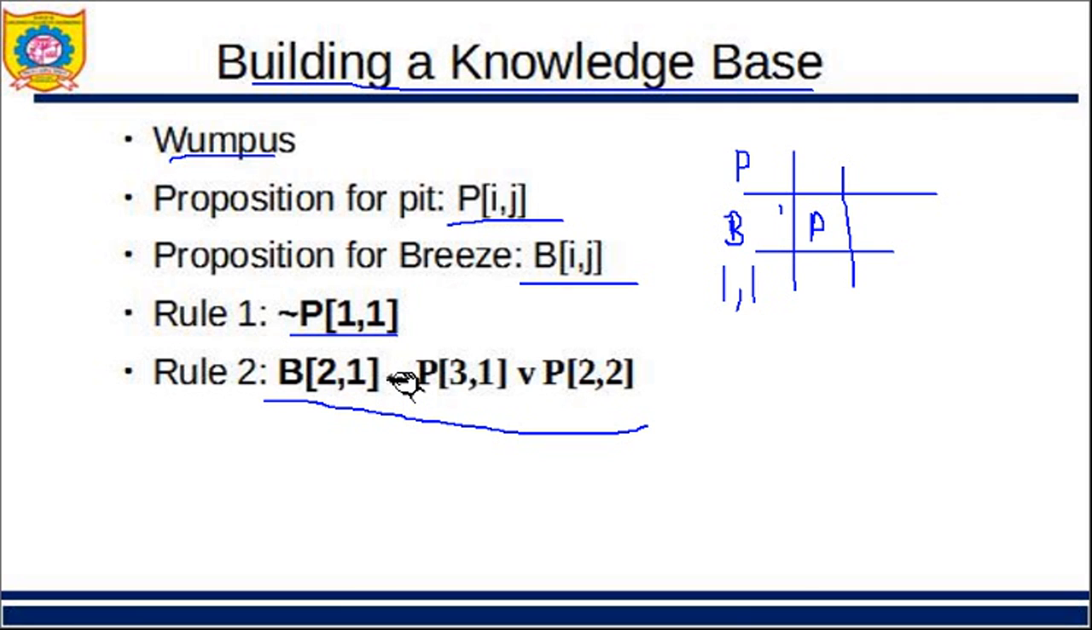So I can write it like this: there is a breeze implies, by biconditional implication, P or Q. This is one example of how we apply those things while building our knowledge base. So we have formed 2 rules, and these 2 rules are added in our knowledge base.